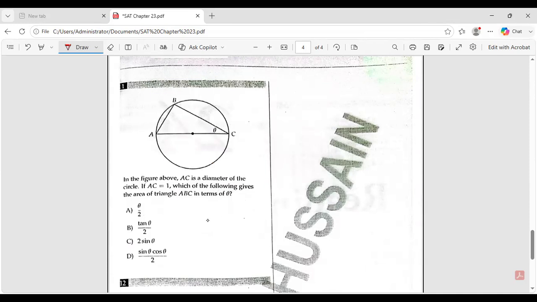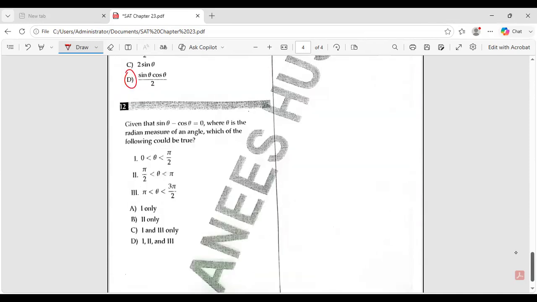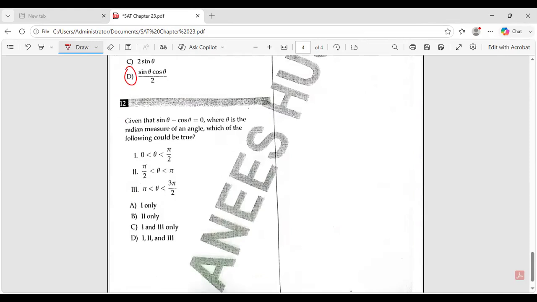What is the answer to 11? D. E. Yeah, doctor. And the last one is 12. Is it A? No, it's not A. Is it C? Well, yeah, it's D.